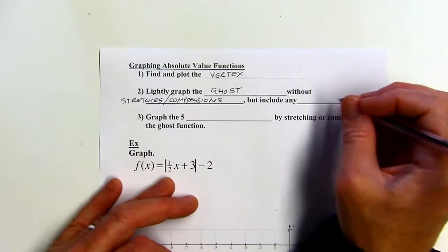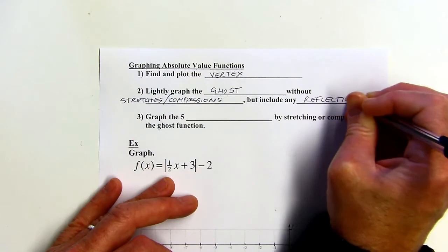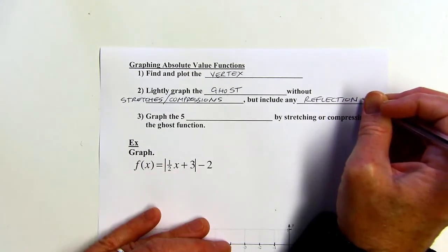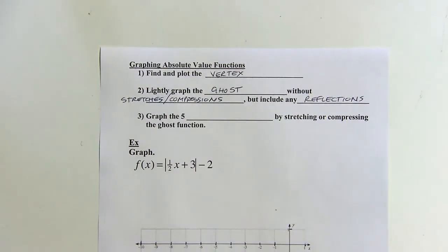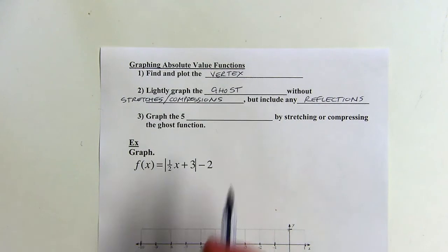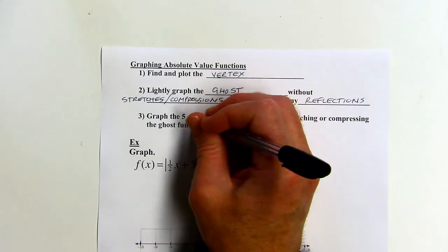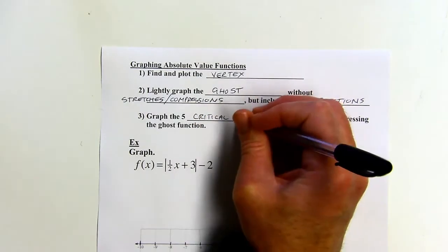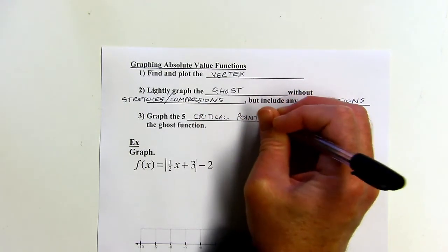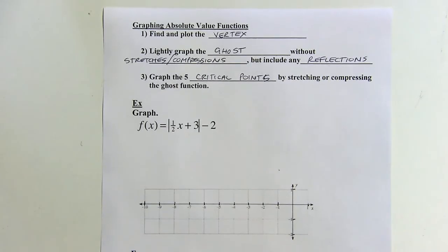But I do want to include any reflections. And really all I'm looking for with the reflections, some of these will open downwards if you've got a reflection over the x-axis. You don't really need to worry about the reflections of the y-axis because the way I find the vertex takes care of that. Okay? And then the last thing we're going to do is graph the 5 critical points. So we're going to take our ghost points and do the stretch or compression on the ghost points. Okay, and I'll show you how all this works on this example.